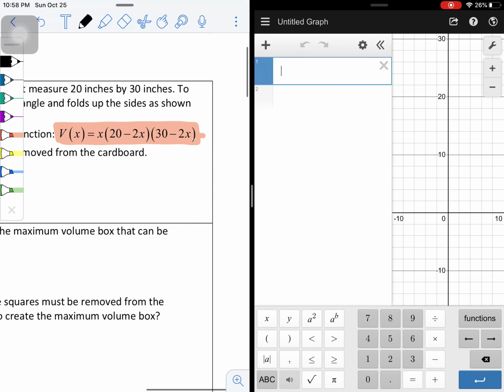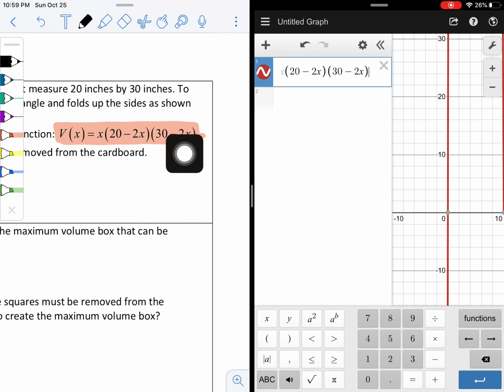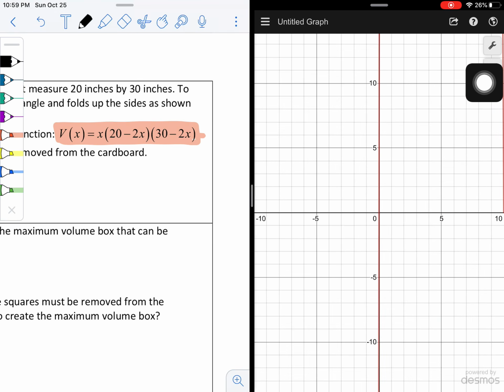All right. So I'm going to take this volume function and I'm not going to use V of x. I'm just going to use y is equal to, and I'm just going to write the rest of the function. So x times (20 minus 2x) times (30 minus 2x), with the parentheses. Okay, do a quick check to make sure that your function is entered correctly. So y equals x times (20 minus 2x) times (30 minus 2x).